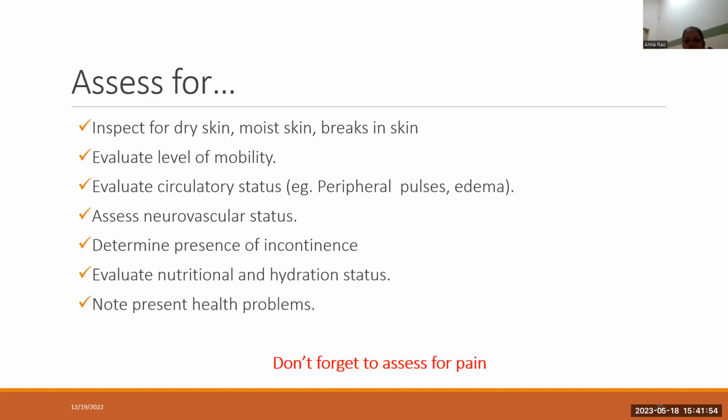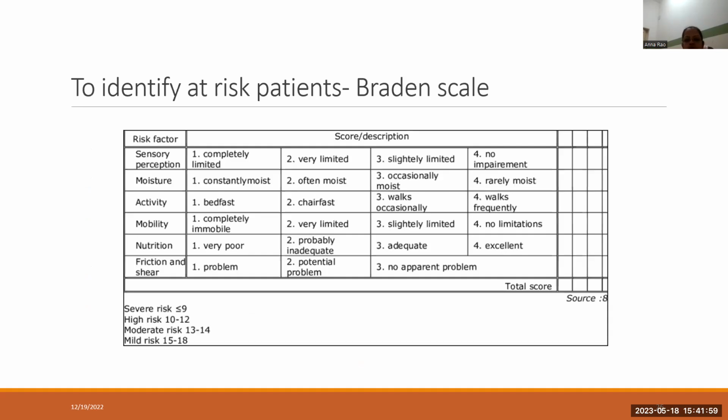And of course, we have to note these problems, okay? And not to forget about the pain assessment. So this is the Braden scale. You can find out who is at risk, right? So all the factors you can see here: sensory perception, moisture, activity level, mobility level, nutrition, and friction, right? Whatever is applicable to your patient, you have to tick mark, okay, and then total it and find out your total score.